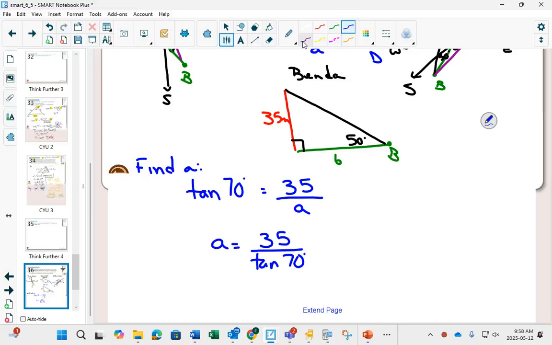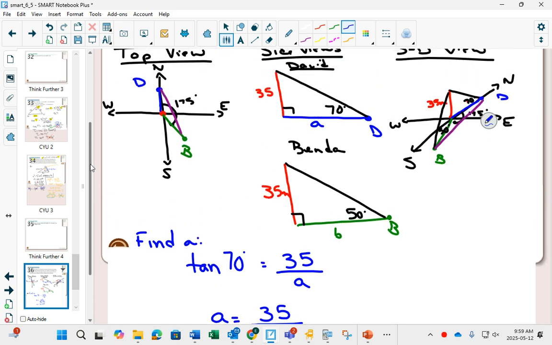Then I can do 35 divided by tan of 70. No, not 3.5, 35 divided by tan of 70. 12.739. So I can label that here. And I can also label that there, because I figured out that value.